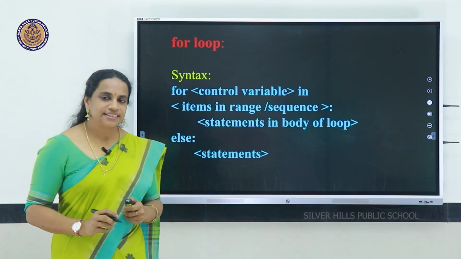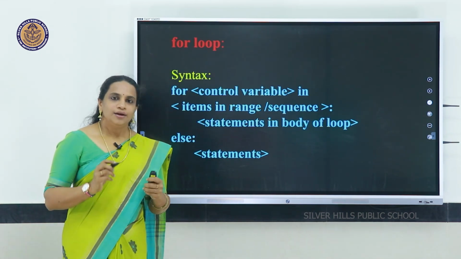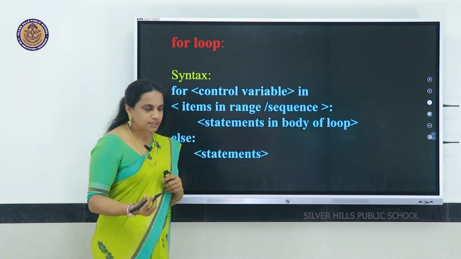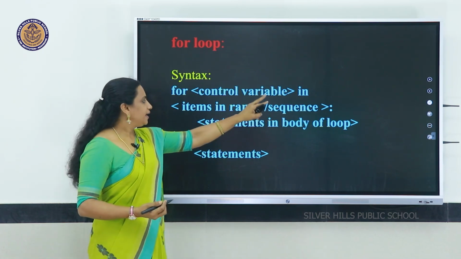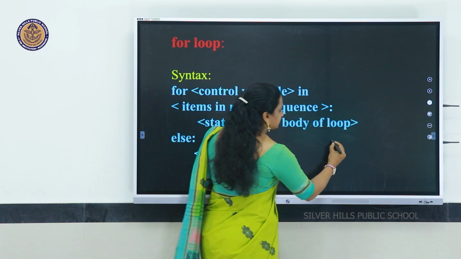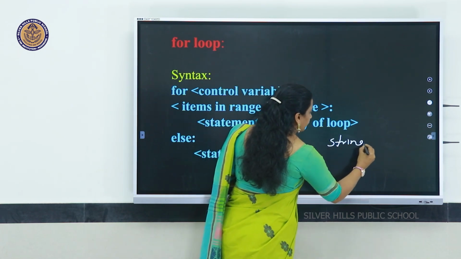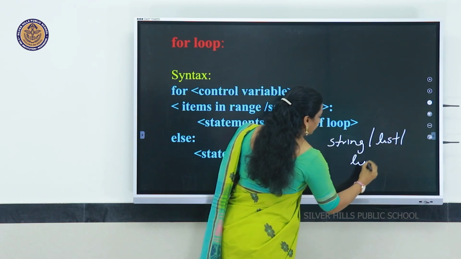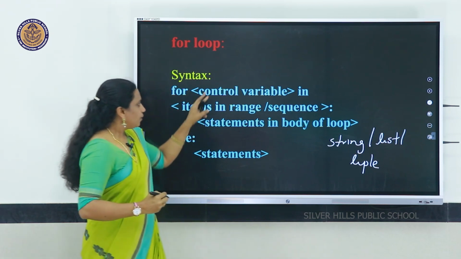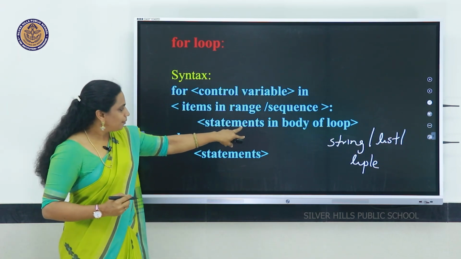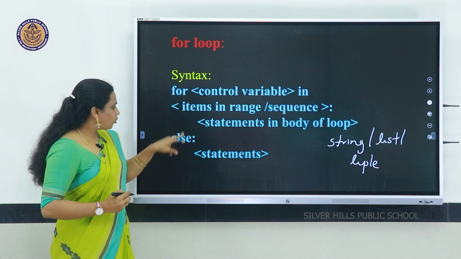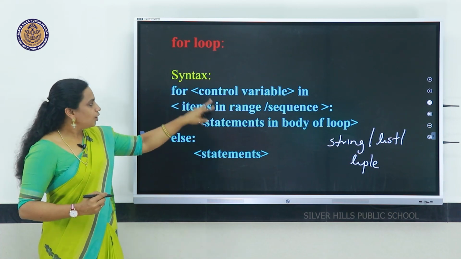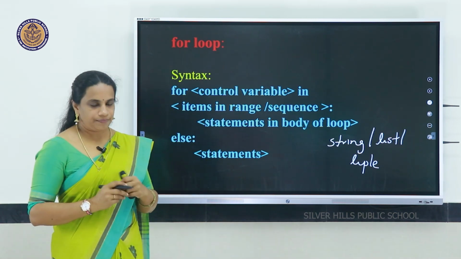Now let us see what is a for loop. For loop is a looping construct in Python which iterates over a range or a sequence. This sequence can be a string or a list or a tuple. After that you can write the body of the for loop, and for loop also includes an else part, and again you can have statements. Now first of all we will see what is a range.